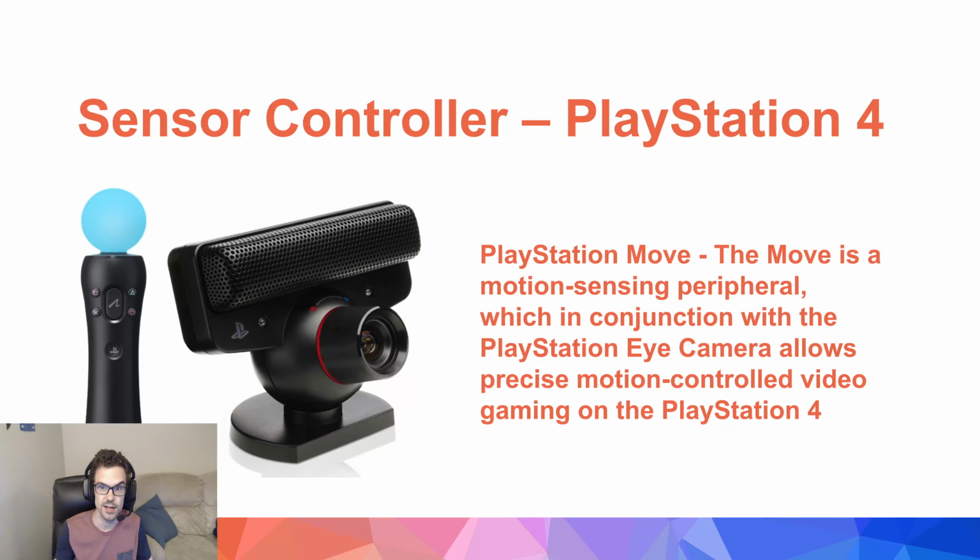And then I'm going to move on to another sensor controller, the PlayStation's version of this controller. It's called the PlayStation Move, and the Move is a motion sensing peripheral which, in conjunction with the PlayStation Eye camera, allows precise motion controlled video gaming on the PlayStation 4 or PlayStation 5. Again, you also have to use the wands to track in 3D space, but it's a sensor controller, not the traditional controller where you use your thumbs like we saw on a previous slide, but kind of like the Wii, where it uses sensors to track motion or movement in 3D space.